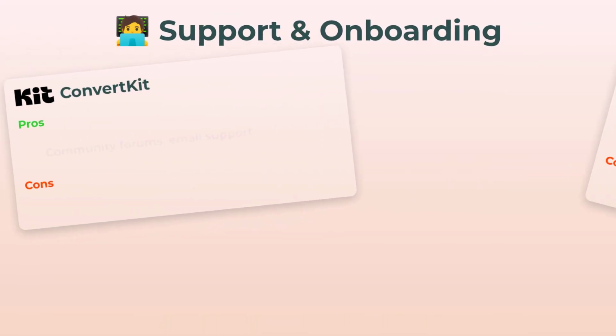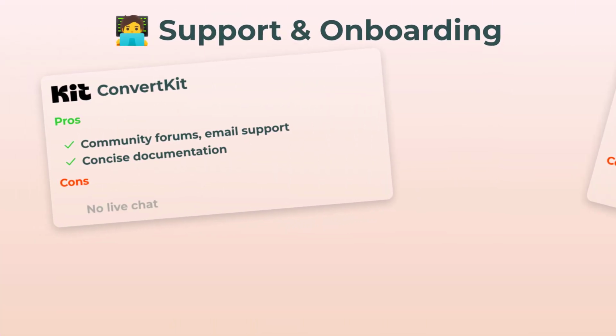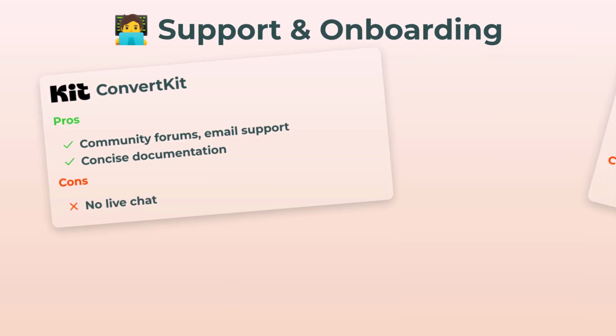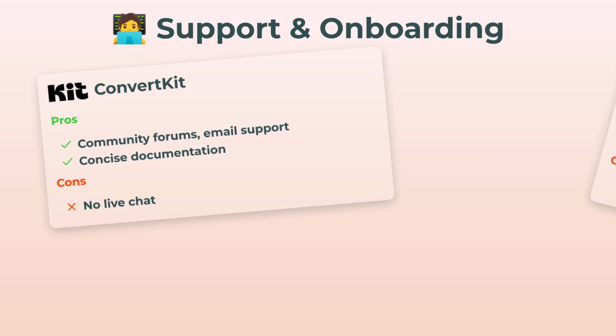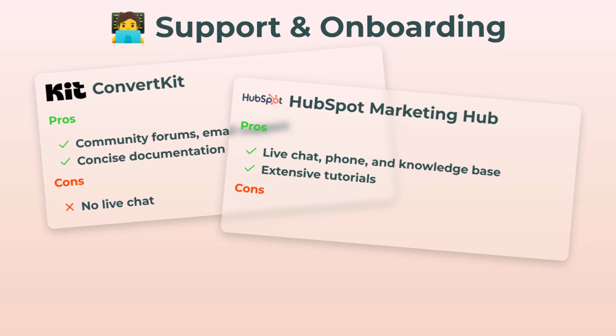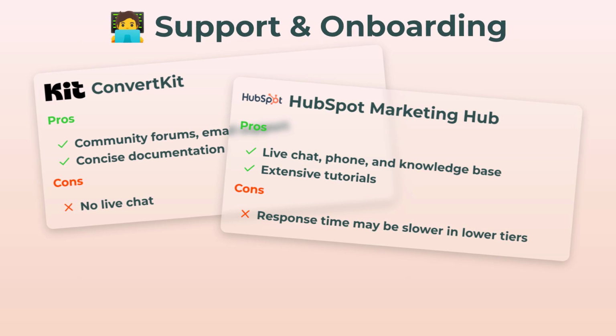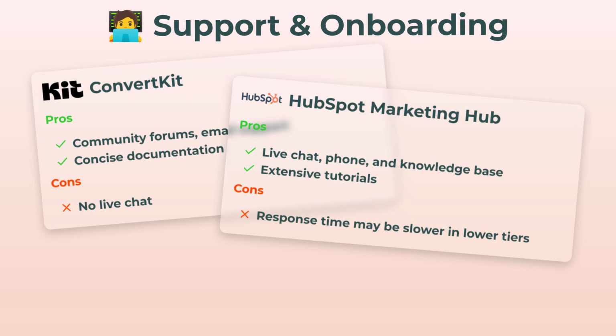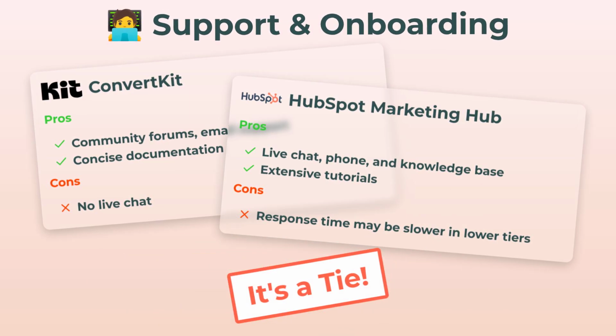And finally, support and onboarding. Here's where things get interesting. ConvertKit's support is solid. Community forums, email support, and the docs are nice and tight, but no live chat, which is meh. HubSpot throws in live chat, phone support, and a huge knowledge base with tutorials. If you're on a lower plan, you might be hanging out waiting for replies, but overall, both have their strengths. I'm calling it a tie here.